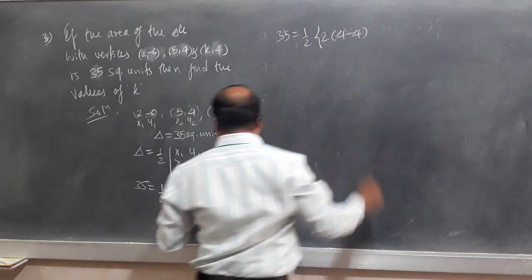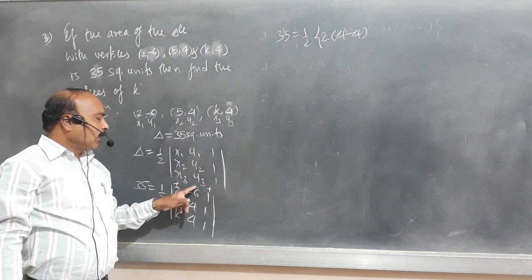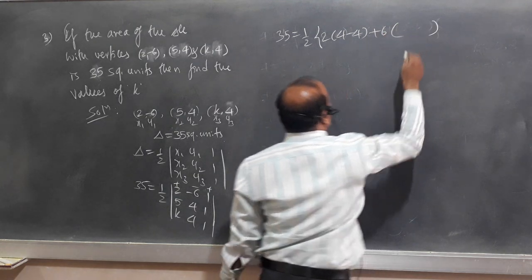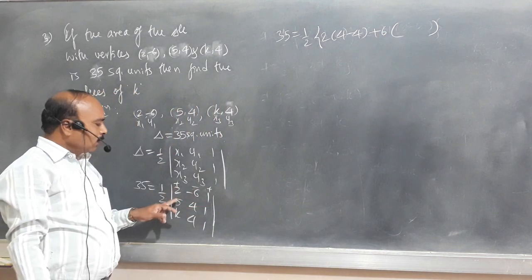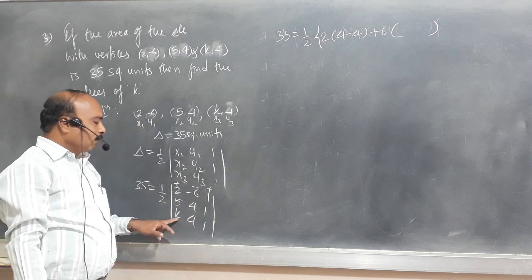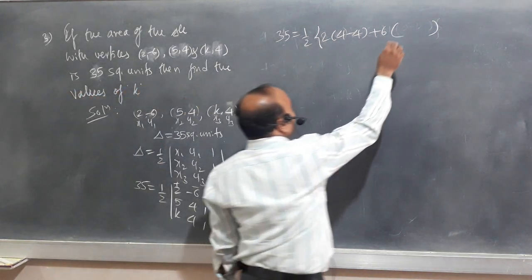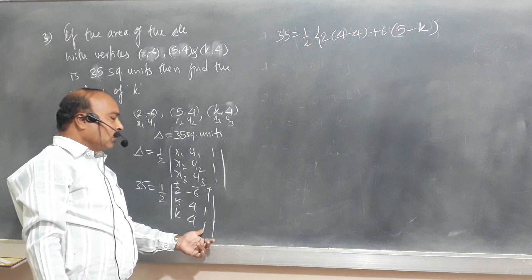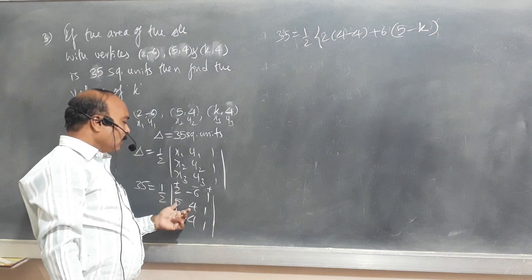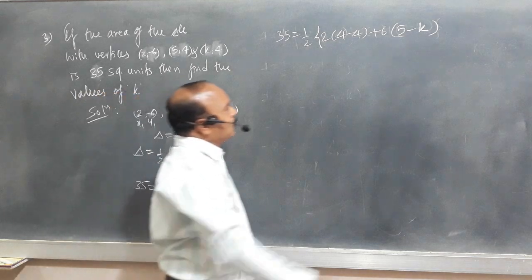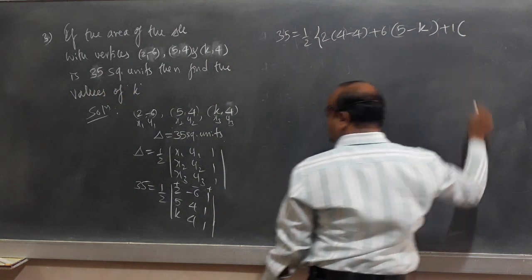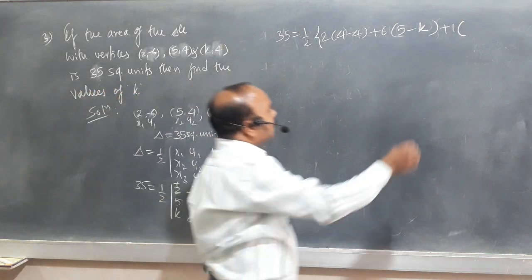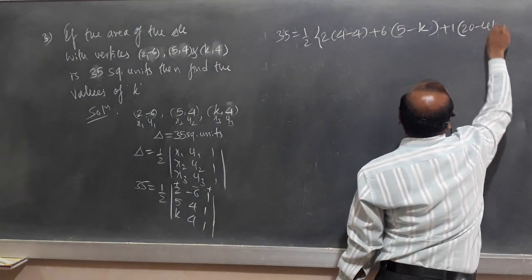Next it is -6. Now it changes to minus into minus, plus 6 into the determinant. Now deleting this column and this row, it is 5 into 1 is 5, minus k into 1 is k, that is 5 minus k. Next for the third element, deleting this column and this row, we get 5 4, k 4, plus 1 into 5 into 4 is 20 minus k into 4 is 4k. It is 20 minus 4k.